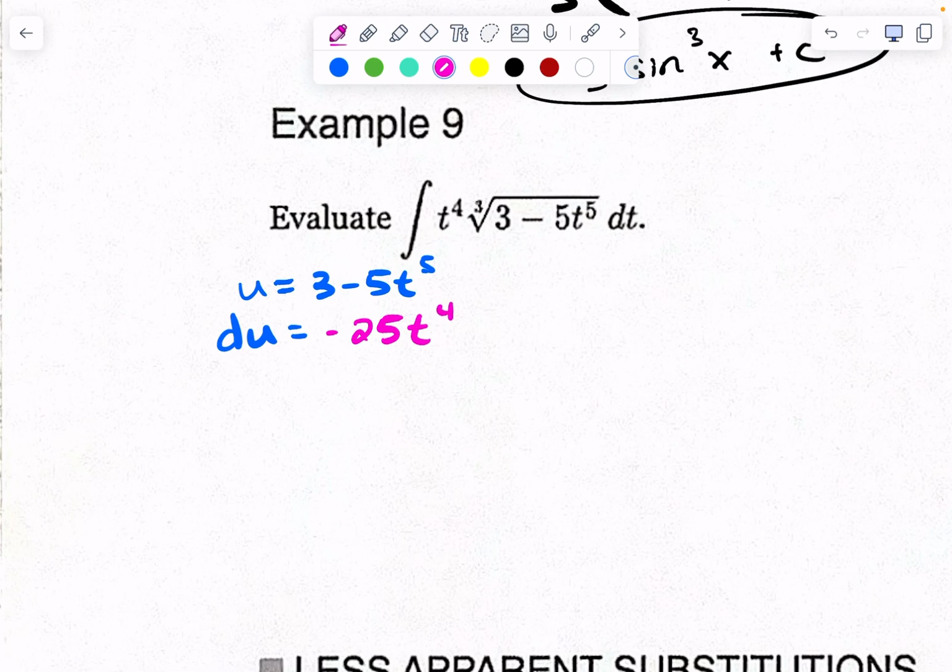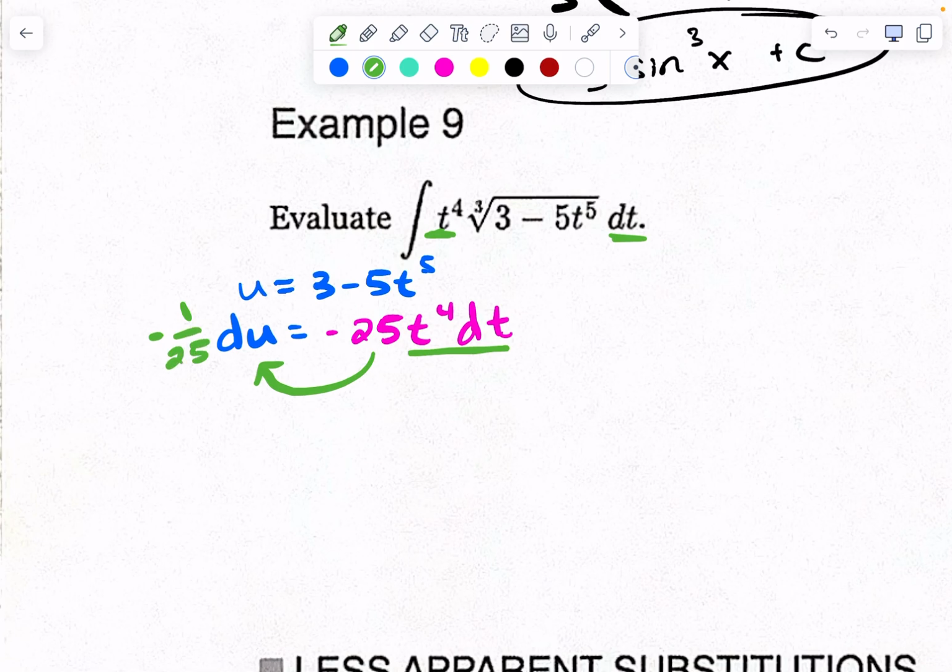Okay, we need dt, right? dt goes after it. We just want to replace t to the 4th dt. So we got to get rid of the 25, right? So we kick it to the front. I'm going to bump it over here, and it becomes negative 1 over 25.